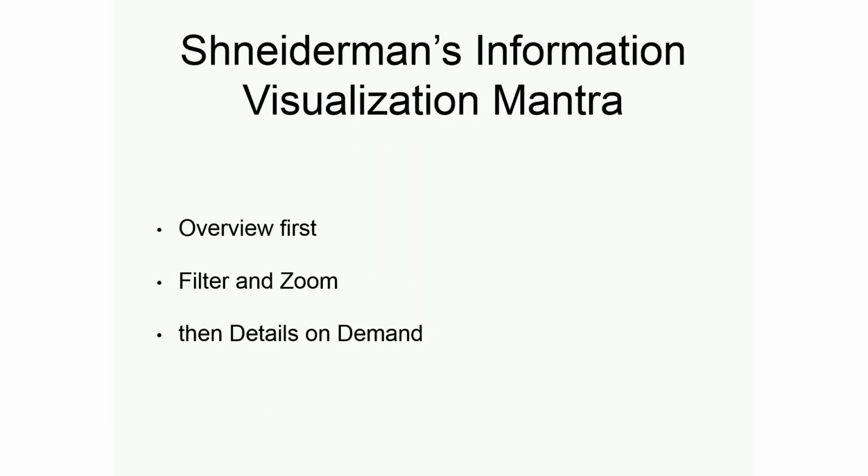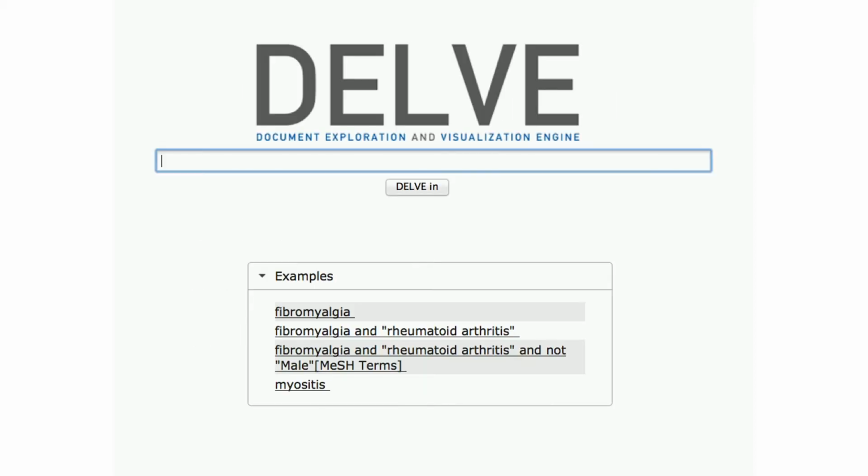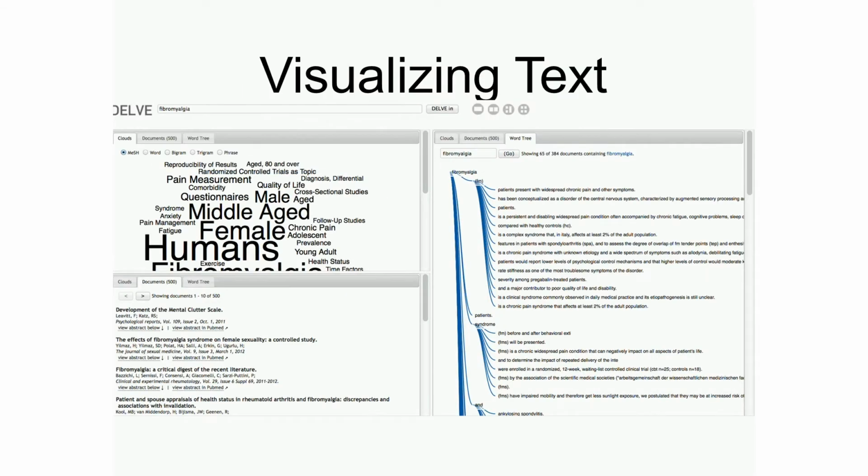So one of the things we've been working on, following Shneiderman's visualization mantra, overview first, is a system called Delve, where when you search PubMed, you get, in this case, a MeSH cloud. You can also get word, bigram, trigram, and phrase clouds. We statistically extract phrases. Here's your document list. You can click here and filter the documents on what you've clicked on.